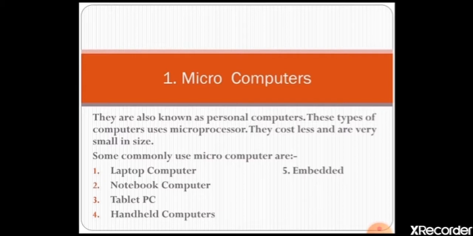Next is handheld computers. The smallest computers are known as handheld computers, or we call them PDAs also. They are used for scheduling our appointments, storing addresses, and for playing games. Last is embedded computer. It's a special computer system that is a part of a larger system or machine.